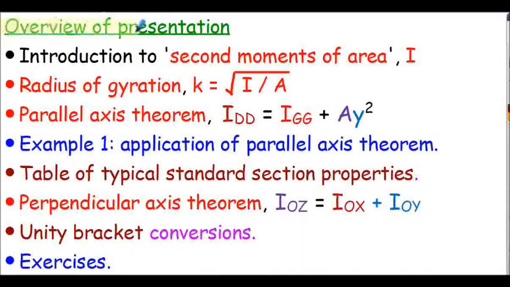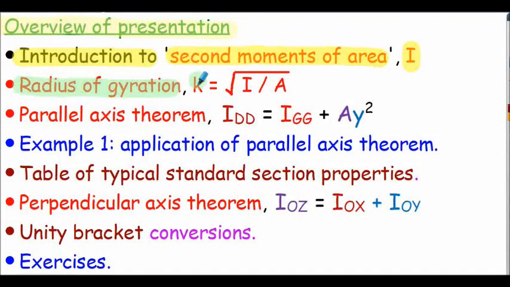Here's an overview of the current presentation. We commence with a very brief introduction to second moments of area, conventionally given the symbol capital I. Then we define the radius of gyration. K is equal to the square root of I divided by A. That's the second area moment divided by the area of a cross section. And for reference, we'll compare this to the radius of gyration associated with rotating masses.